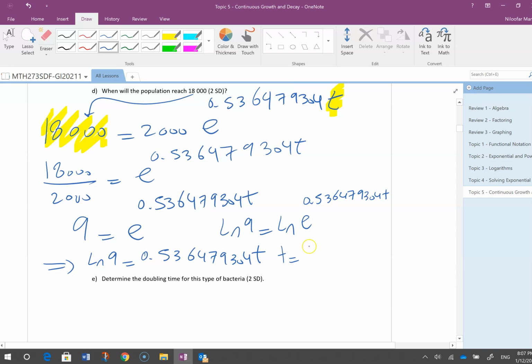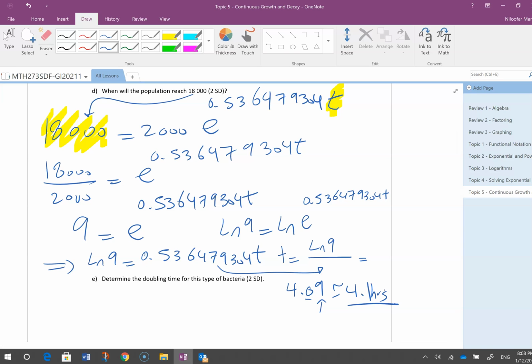So t is ln 9 divided by this number. Let me use my calculator. That's ln 9 divided by 0.536479304, so the answer is 4.09, which to 2 significant digits, I underline that and check that it is almost 4.1 hours. So after 4.1 hours I have 18,000.